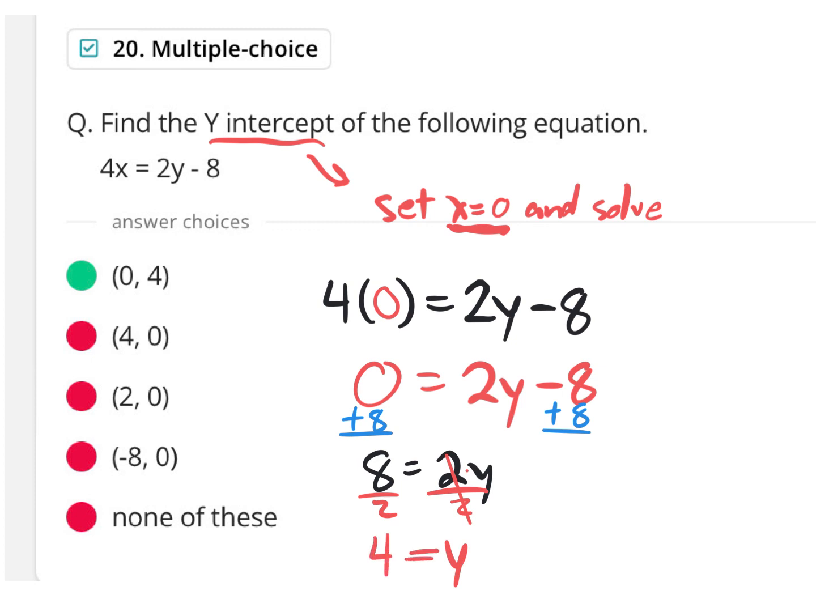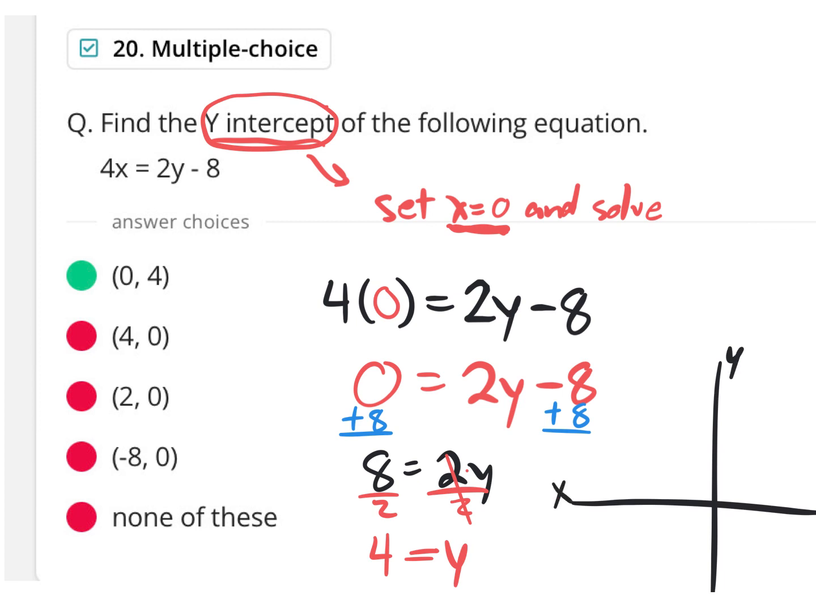Okay? And what did we just find here? We found the y-intercept. That's the location of where your line will cross the y-axis, not the x-axis. So in this case, we know that the y-intercept is at 4. 1, 2, 3, 4. It's going to cross right there. And what is that location? We need to write it as a coordinate, and that's the location 0 on your x, 4 on your y.